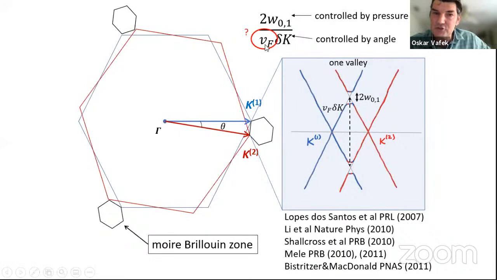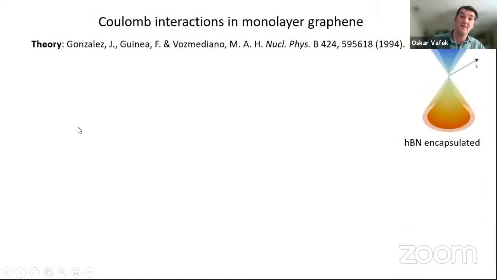Now, the Fermi velocity is usually assumed to be a constant in graphene, but in fact, as has been known theoretically a long time ago in this beautiful work by Gonzalez, Paco Guinea, and Maria Vozmediano, the Coulomb interactions reshape the dispersion of the Dirac cone, and they make the dispersion in the vicinity of the charge neutrality point steeper.